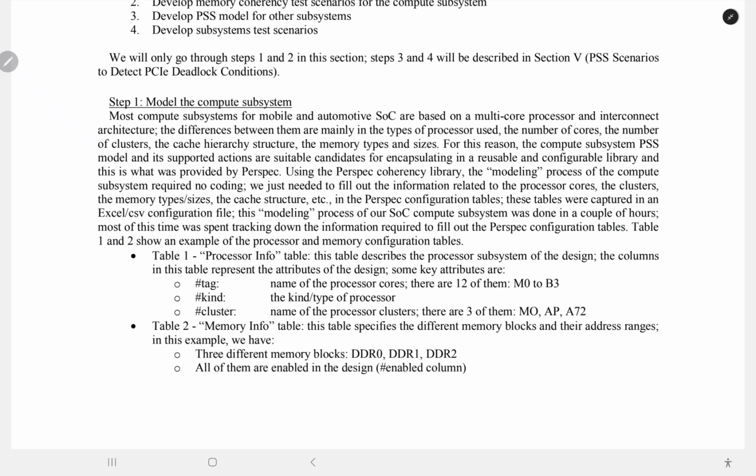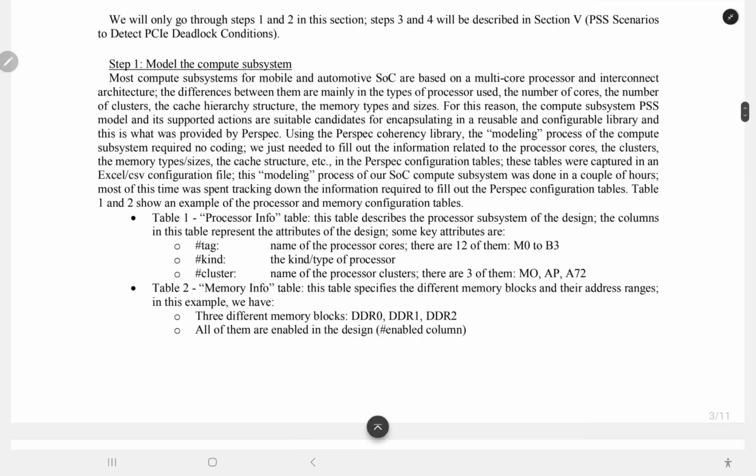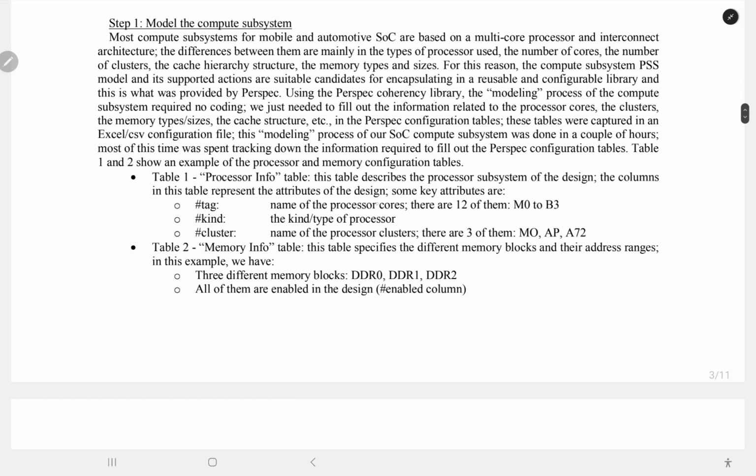Tables 1 and 2 show an example of the processor and memory configuration tables. Table 1, processor info table. This table describes the processor subsystem of the design. The columns in this table present the attributes of the design. Some key attributes are num tag, the name of the processor cores. There are 12 of them, M0 to M3. Num kind, the kind type of processor. Num cluster, the name of the processor clusters. There are 3 of them, M0, AP, A72.